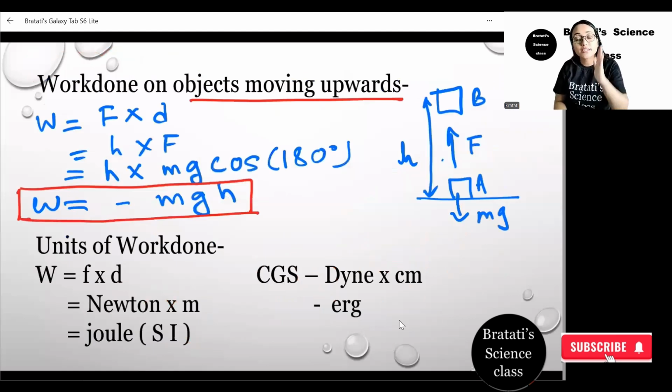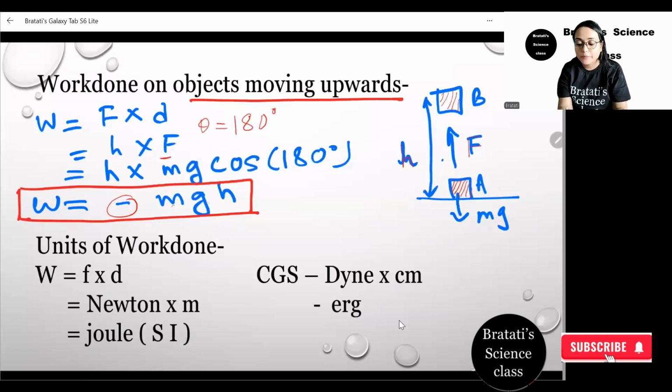What about an object that moves upwards? As you know, this is the object at point A. The gravitational pull is acting downwards, which is mg. And similarly, when we are pulling it up, we are applying a force upwards. So the object is now at position B, at a height of h, and the force applied is F. Again, opposite direction, so theta will be considered as 180 degrees. Cos 180 degrees is minus 1. So work is done because we know F equals mg and h. M is the mass, g is the gravitational pull, and h is the height that the object is moved. So W will be minus mgh.